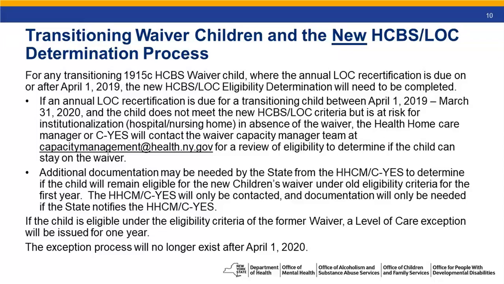So we want to have that discussion as soon as possible once your eligibility is determined, and then we will let you know whether or not that child is eligible from the old process. So this is very important for all transitioning children. This process will end come April 1st, 2020, because then every transitioning child would at least have one annual recertification redetermination that has already occurred.